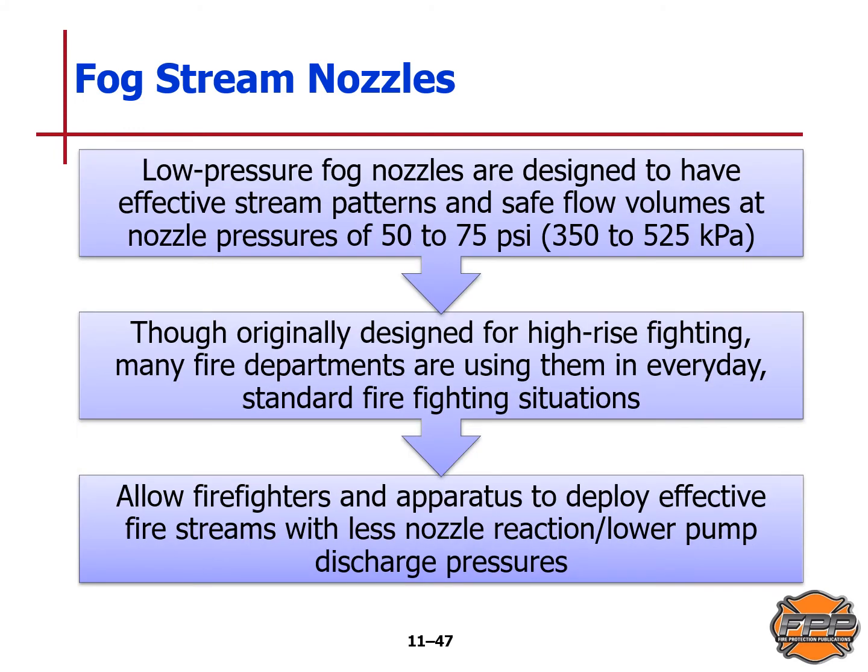Low pressure fog nozzles that we were just discussing are designed to have effective stream patterns and safe flow volumes at nozzle pressures of 50 to 75 psi or 350 to 525 kilopascals. Though originally designed for high-rise fighting, many fire departments are using them in everyday standard firefighting situations. These allow firefighters and apparatus to deploy effective fire streams with less nozzle reaction and lower pump discharge pressures. So you may find yourself using this kind of low pressure nozzle in everyday work.